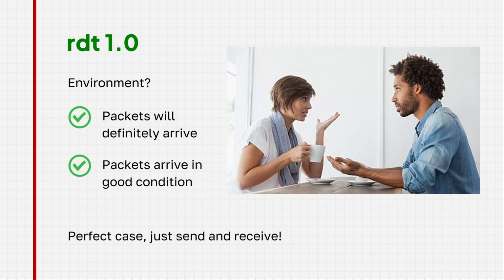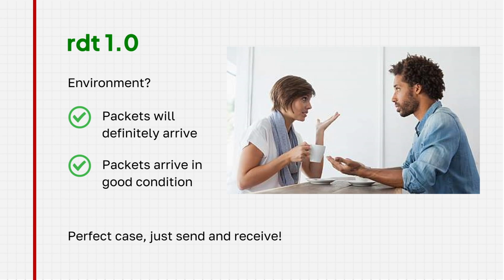Hence, RDT 1.0 is a perfect case. We don't need to implement anything. The sender will just send, the receiver will just receive, and that's about it. The receiver does not need to acknowledge because you know that the receiver will definitely receive in good condition. So this is 1.0. Any questions?